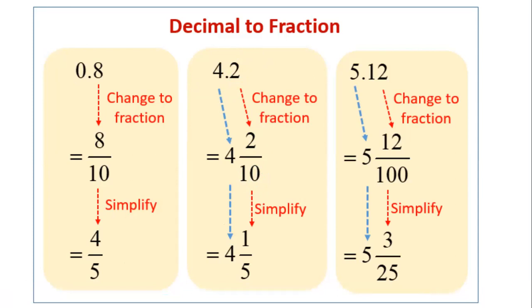Now next is again 5.12. So 5 is the whole number, as it is, and 12 can be represented as 12 by 100. So it is in the 100th place, right? After the decimal, 2 numbers are there. So 12 by 100. And after reducing this, you will get 3 by 25.